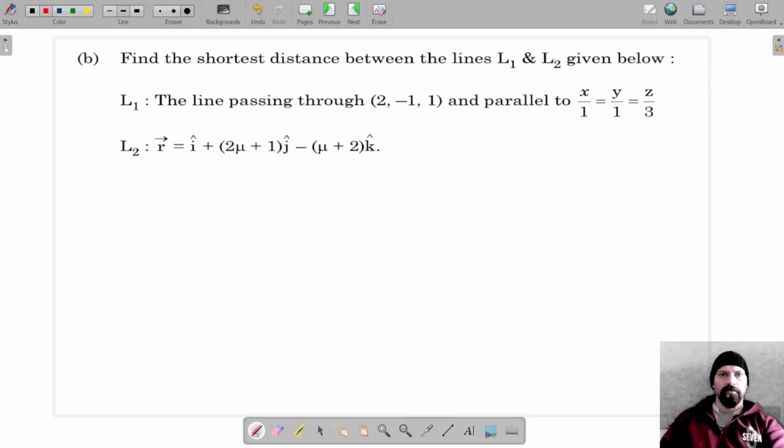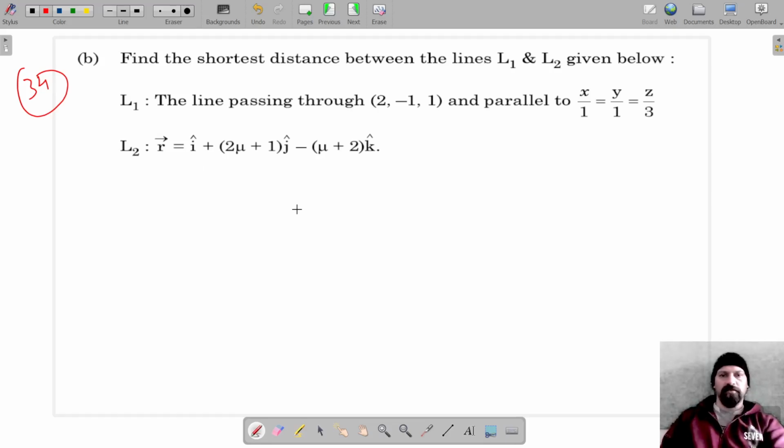Okay, for question number 34, part B. This is question number 34, part B. We have to find the shortest distance between the lines L1 and L2, L1 being the line passing through 2, negative 1, 1, and parallel to this, and L2 has the vector equation.